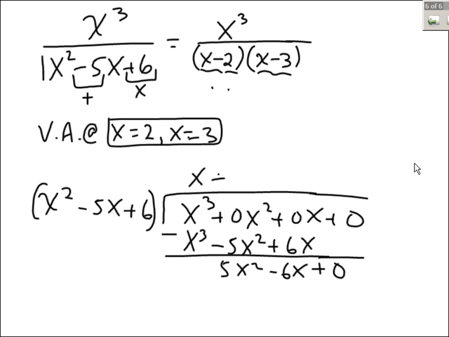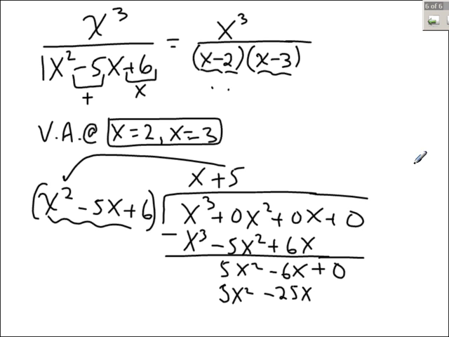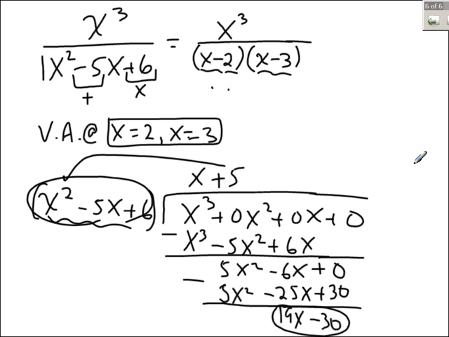And then you multiply by 5. If you multiply 5 by x squared, you'll get 5x squared. If I multiply all of that by 5, you get 5x squared minus 25x plus 30. And then if you were to subtract, you get 19x minus 30, which is the remainder, because the degree of this, which is 1, is finally less than the degree of that.